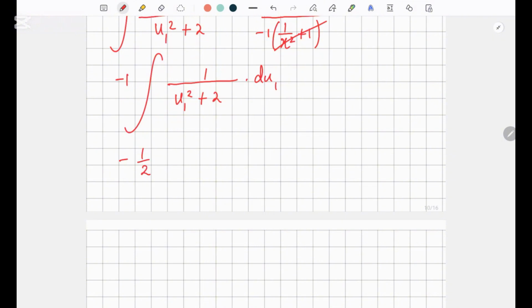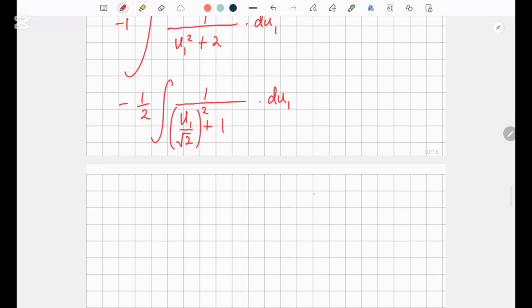So meaning, I take half out, and you have 1 over (u'²/2 + 1) du'. I forgot to mention the dash. And I could rewrite this as 1 over (u'/√2)² + 1. Now I'm going to take a substitution of t equals u'/√2.